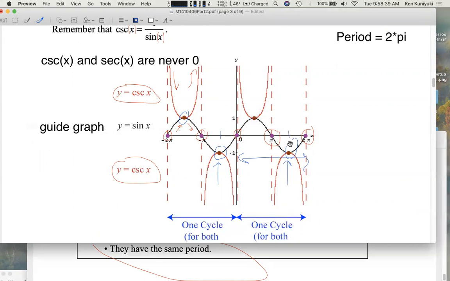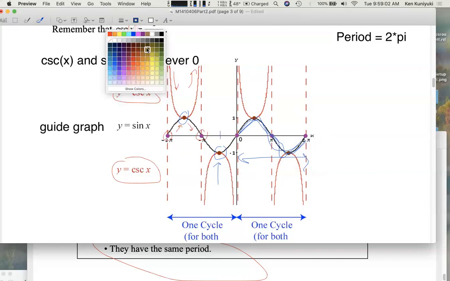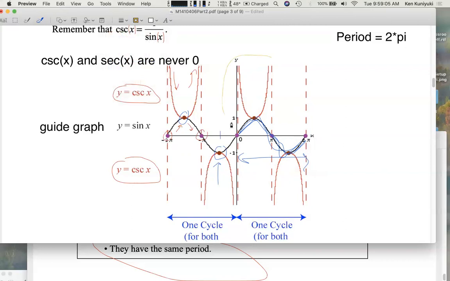I'll erase the rest of these marks. We have one period between 0 and 2 pi radians. So on the sine wave, we get one cycle over here. A period is 2 pi radians. Now for cosecant, we pick up, I'll put this in orange, an up u and a down u, and we pick up a vertical asymptote right in the middle there, in addition to the two on the edges here.